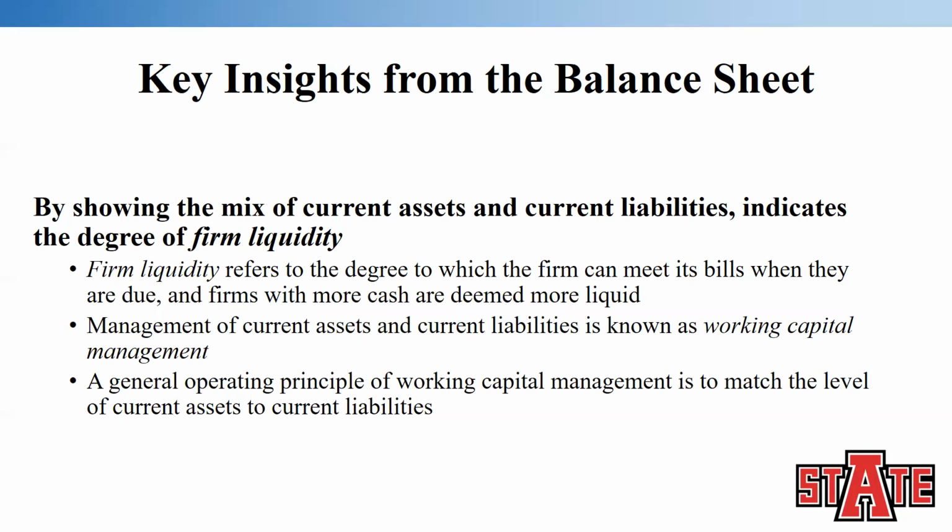Another key insight from the balance sheet is that it shows the mix of current assets and current liabilities, which then indicates the degree of firm liquidity that the company currently has. So let's define this very carefully. Firm liquidity, for our purposes in this course, will refer to the degree to which the firm can meet its bills when they are due. So can I easily meet my financial obligations when they're due?